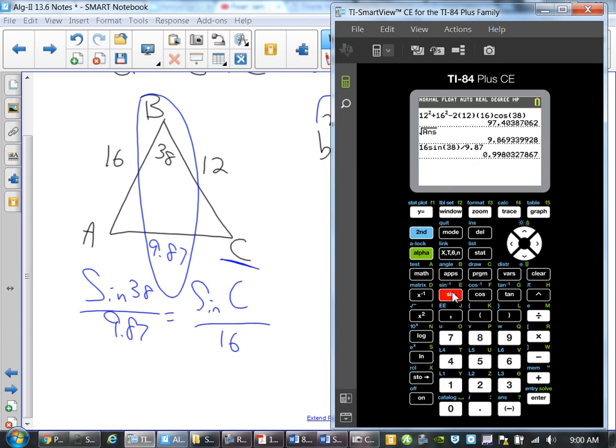Second sine of my answer. 86.41. Are we okay with that? All right. So now I have a C value of 86.41. Is that a Q? Yes. What's the supplement to 86.41? Check it real quick.